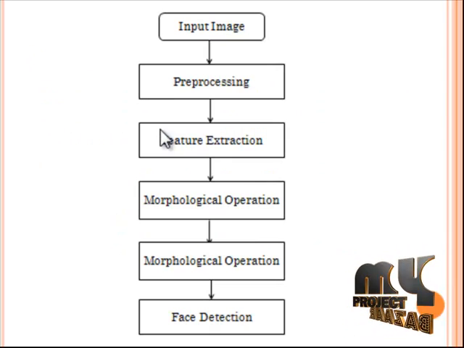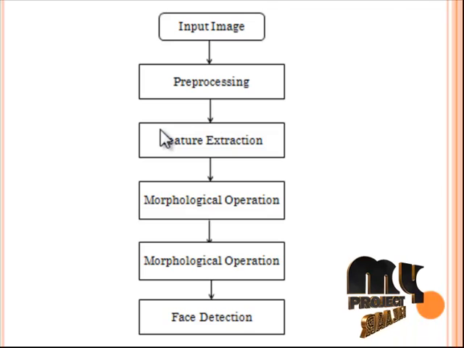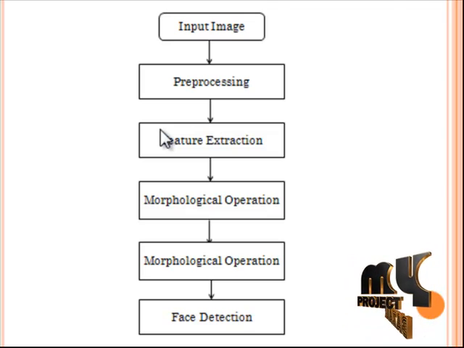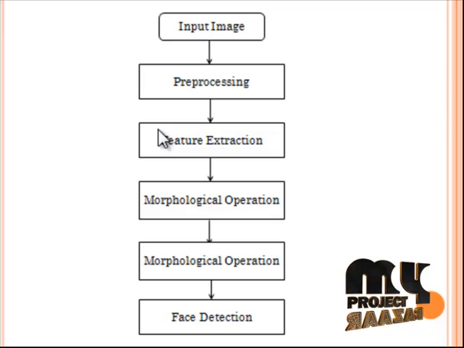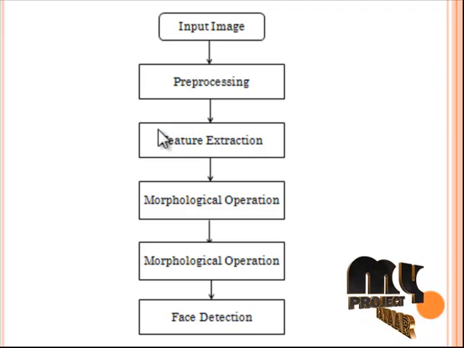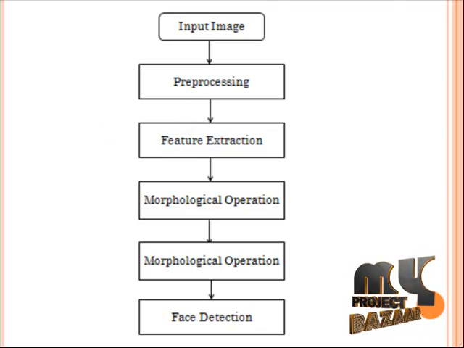This is the flowchart of our process. We take the input image for further processing such as pre-processing, feature extraction and morphological operation, leading to face detection. Face detection is the final process of the fuzzy logic system. In this fuzzy logic we have to handle the color space very accurately.